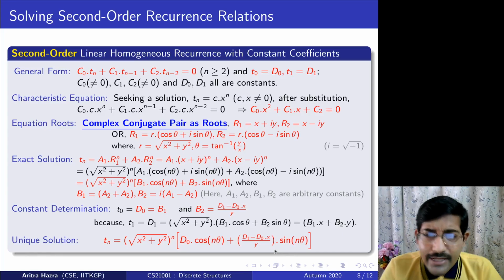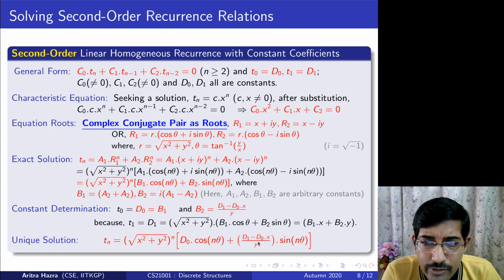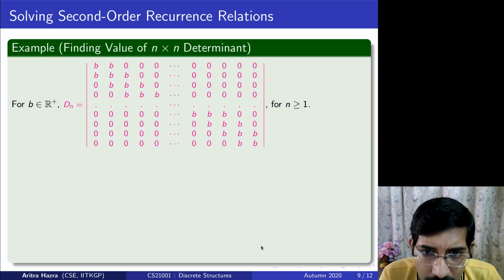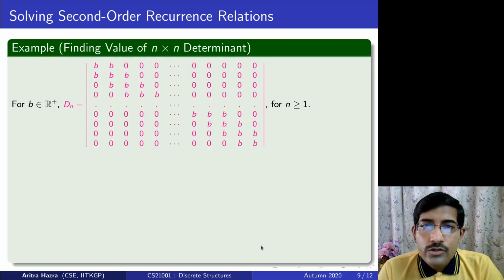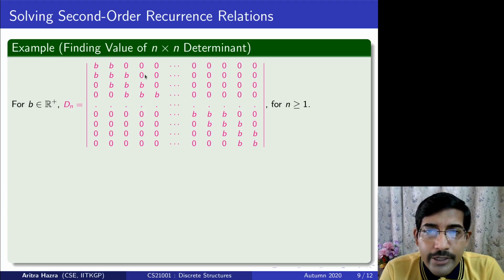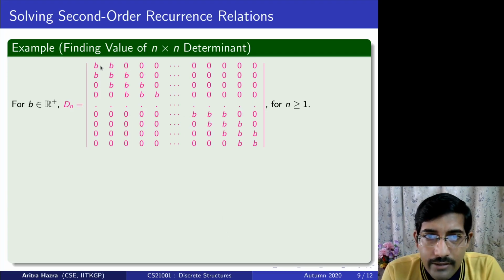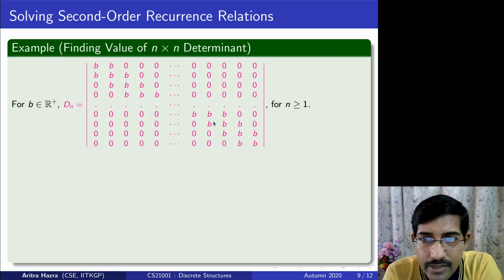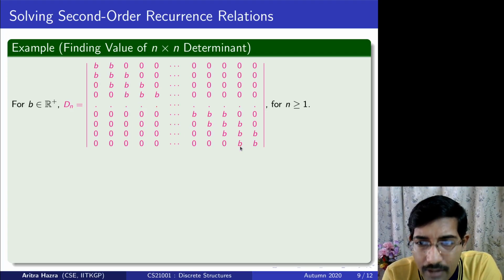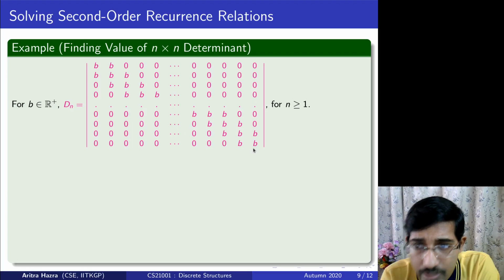Let us take an example, because this looks scary when we do it for the generalized case. Example-wise, this becomes much simpler. So let us find the value of the determinant of this n cross n matrix, where the first 2 columns are B, then 3 columns are B, and these 3 columns are shifted and so on till here, and again I end up with 2 B's.